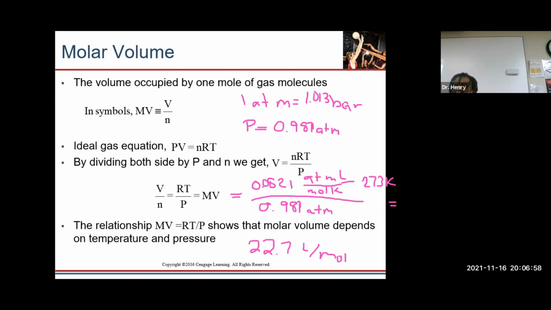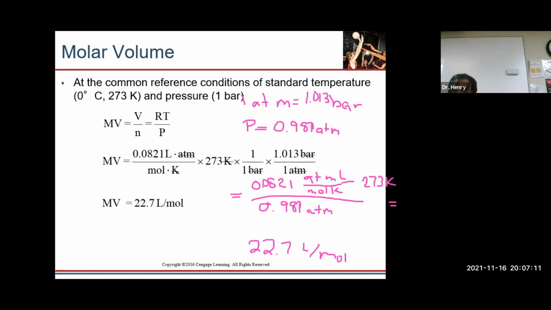Because if you look at the equation, it's not dependent on anything except the R, the temperature, and the pressure. That's it. So at STP, everything's going to be the same for the molar volume.